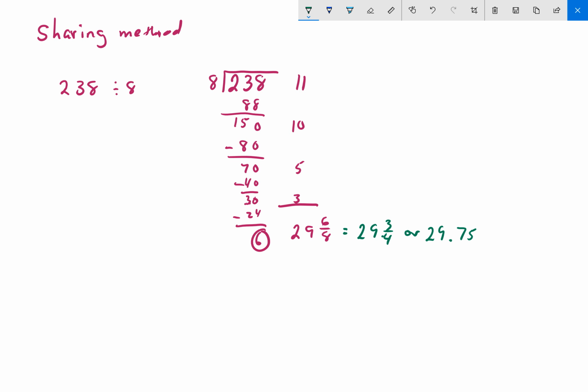I'll do another quick example of the sharing method. Let me just erase this one. Let's say 308 divided by 7. So once again, let's say I'm really not good with my multiplication, so I'm going to say 10. 7 times 10 is 70. But I am good at subtraction, so I can say that's going to be 8. And that's going to be 23.